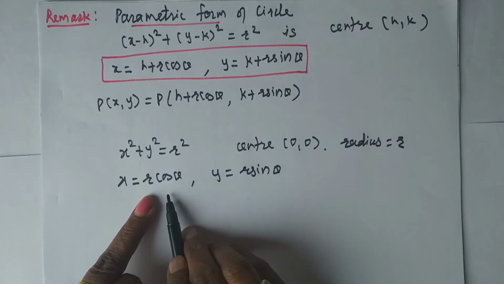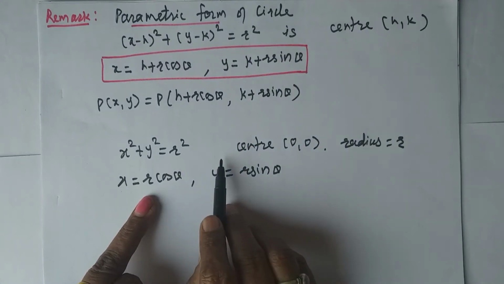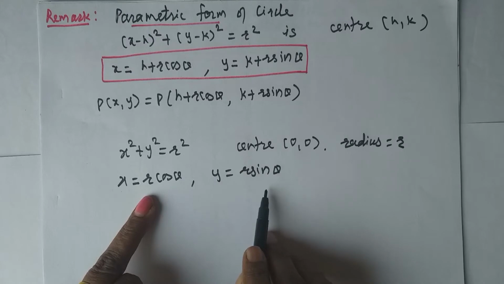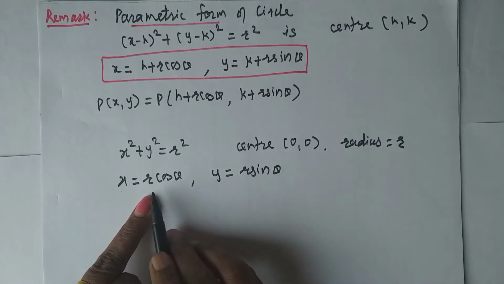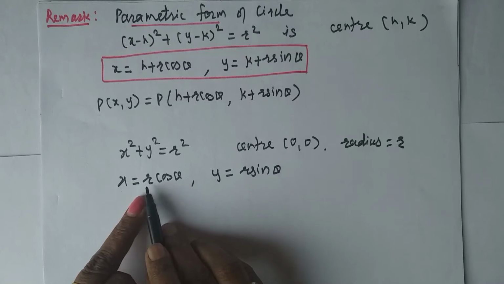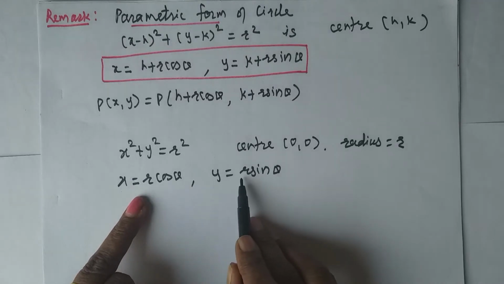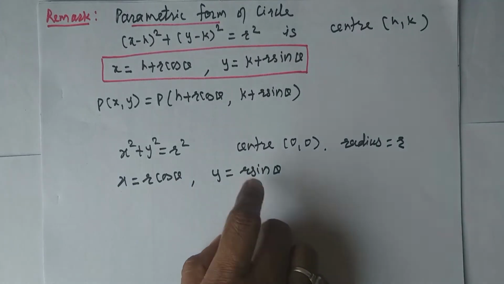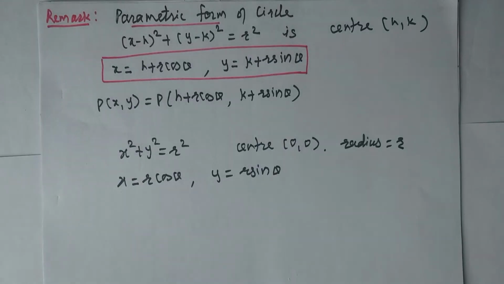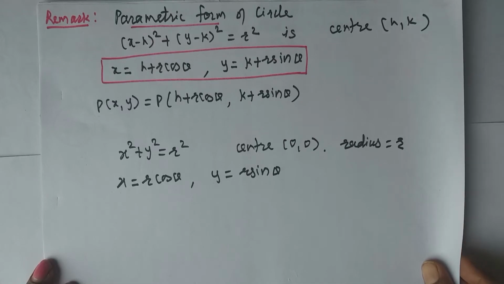If the equation is in standard form, this is the parametric equation of the circle. But if it is in center-radius form, you add the coordinates of the center, that is h plus r cos theta, and here k plus r sin theta. That is the only difference, and these values of x and y are nothing but the coordinates of point P, (x, y).